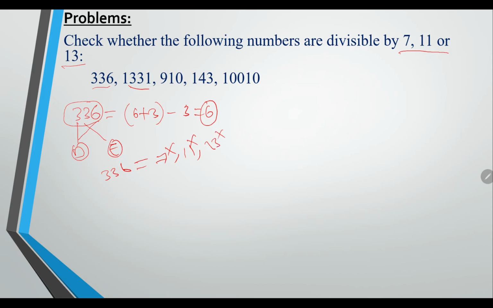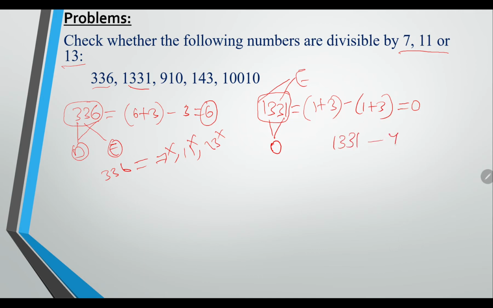Let's consider 1331, and while placing we will get that 1 and 3 are in the odd places and 1 and 3 are in the even places. That is equal to 1 plus 3 minus 1 plus 3, that is equal to 0. We know that 0 is always divisible by all the numbers. So therefore 1331 is divisible by 7, 11 and 13.